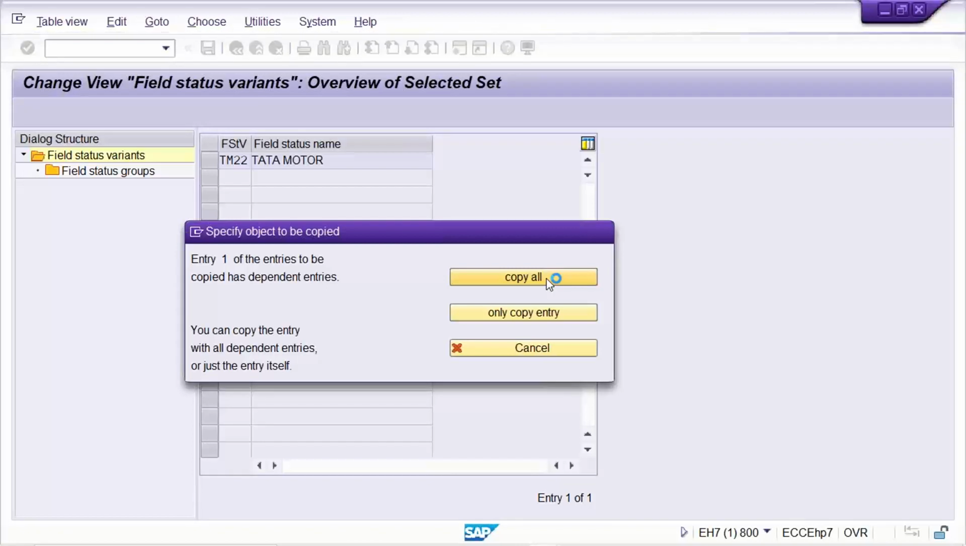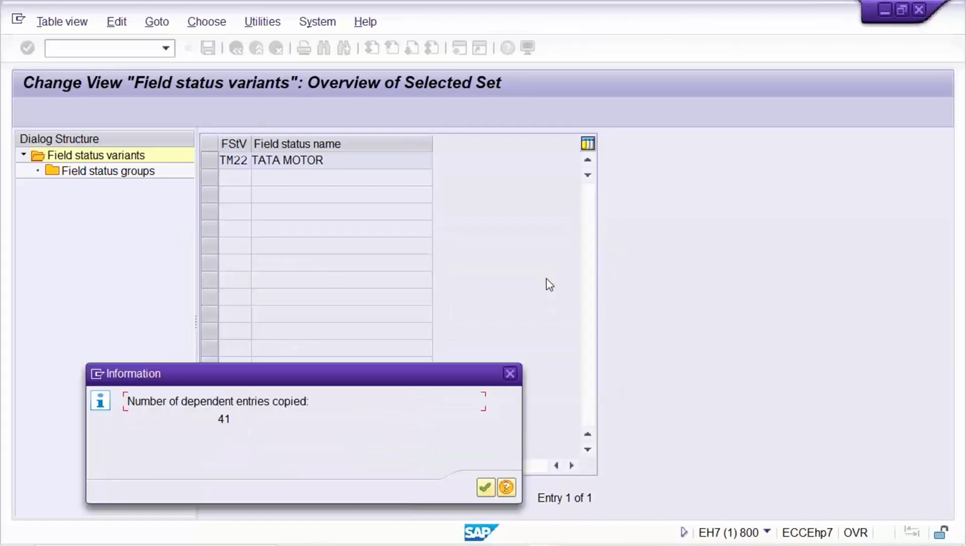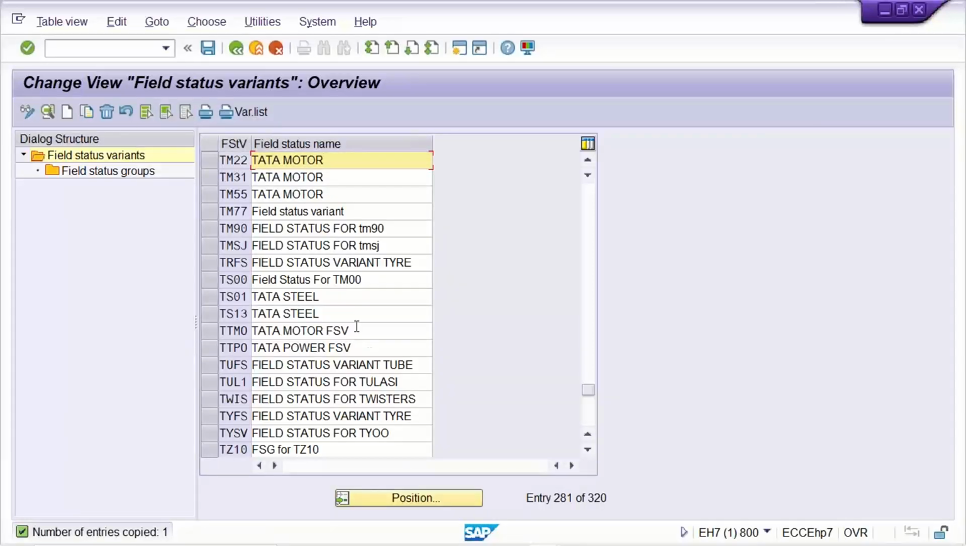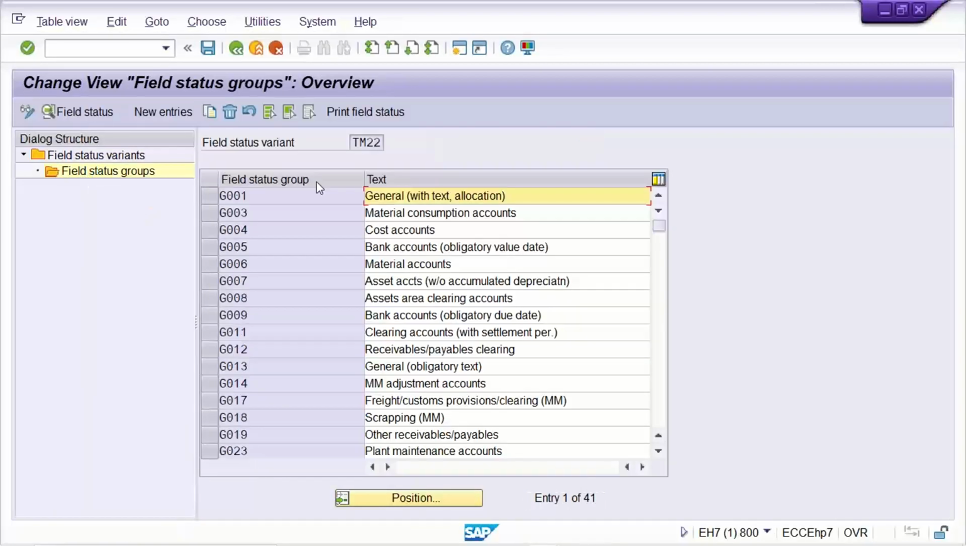Now again, it is going to create another confusion. I said field status variant, and within the field status variant, look at here, 41 got copied. Press enter or else click here. So now within this, we have various field status groups. Okay. So now the question is, what is the logic behind this?